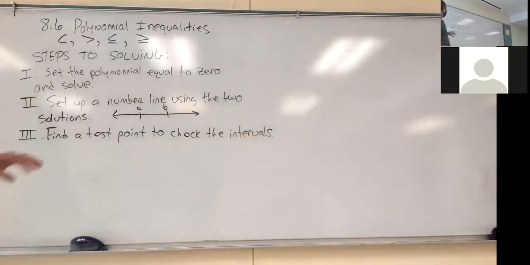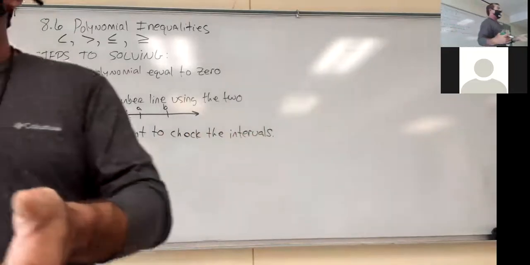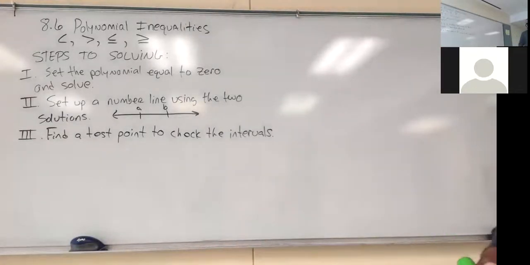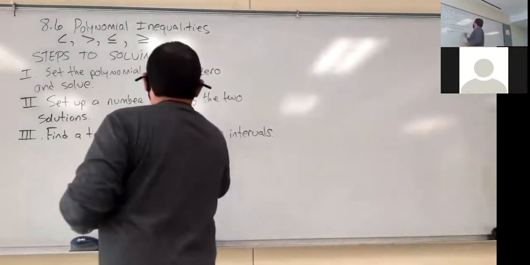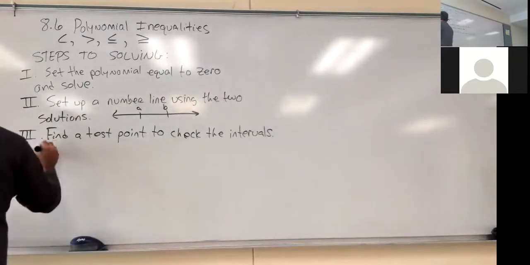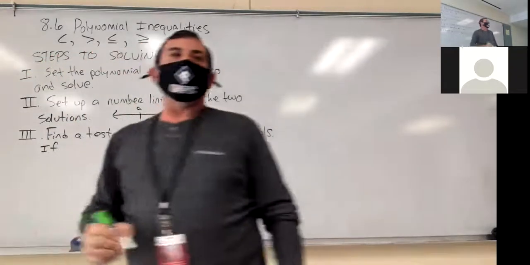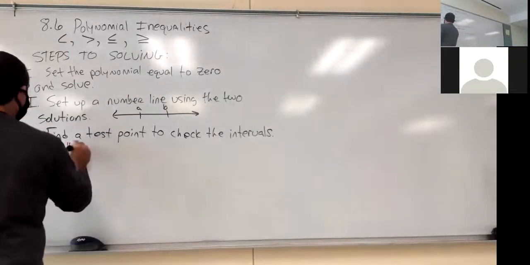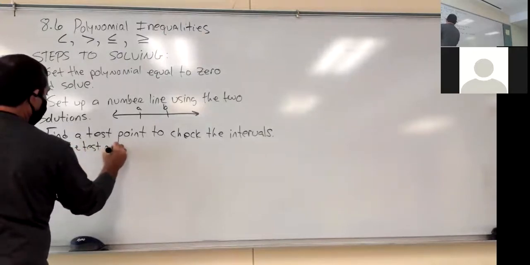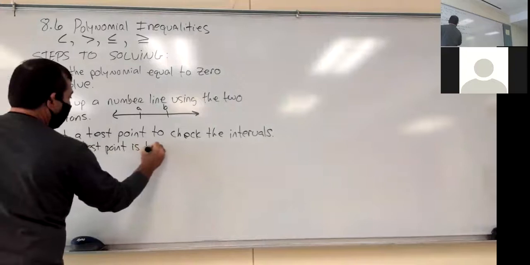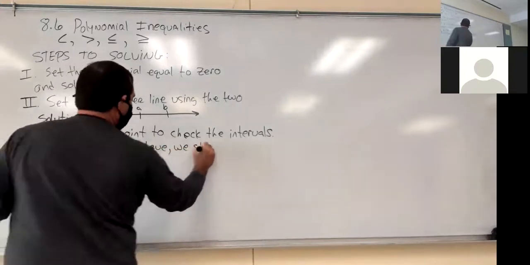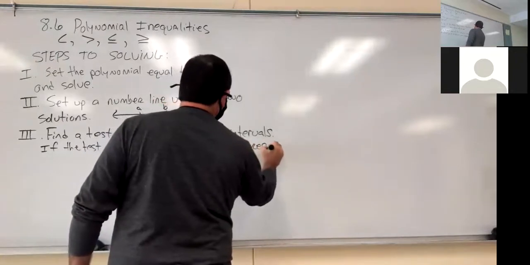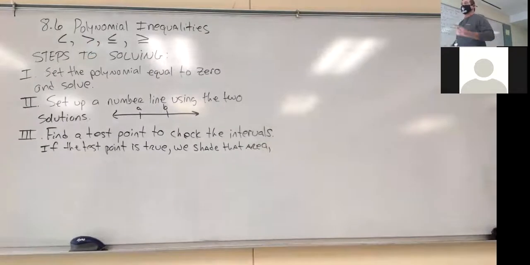Now, I'm going to tell y'all what. I usually use 0 for my test point because it's the easiest number to throw into these polynomials and get answers out of. Okay? So, if the test point is true, we shade that area. If it's false, it does not get shaded.